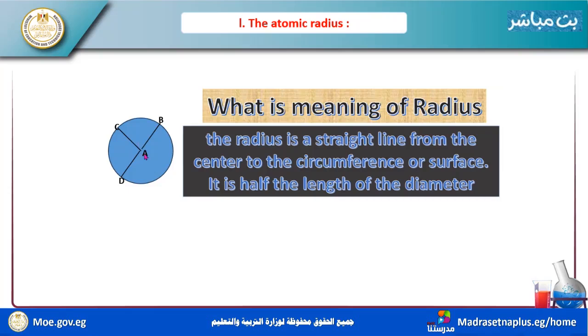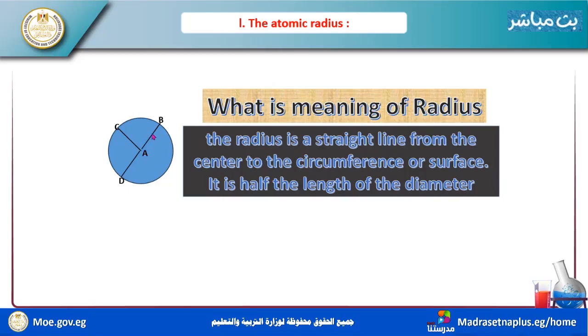This is geometry. In geometry, we have a diameter from here B to D. This is a diameter. Half of this distance is a straight line. We call it the radius. This is the radius of the circle.